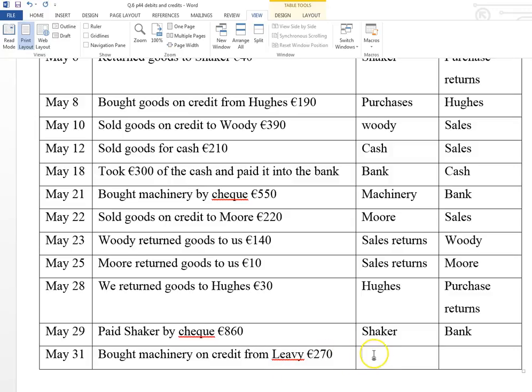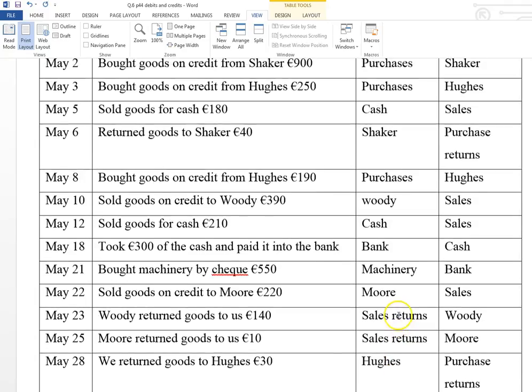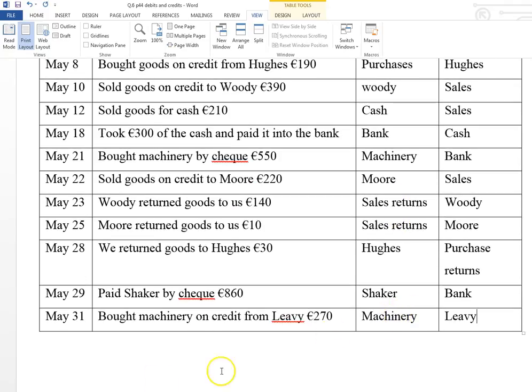Last, bought machinery on credit. So we're buying machinery, so not purchases. Purchases only for purchase of goods. So machinery. If I could type, and Levy with a Y. So Levy is a new account, so machinery and Levy.